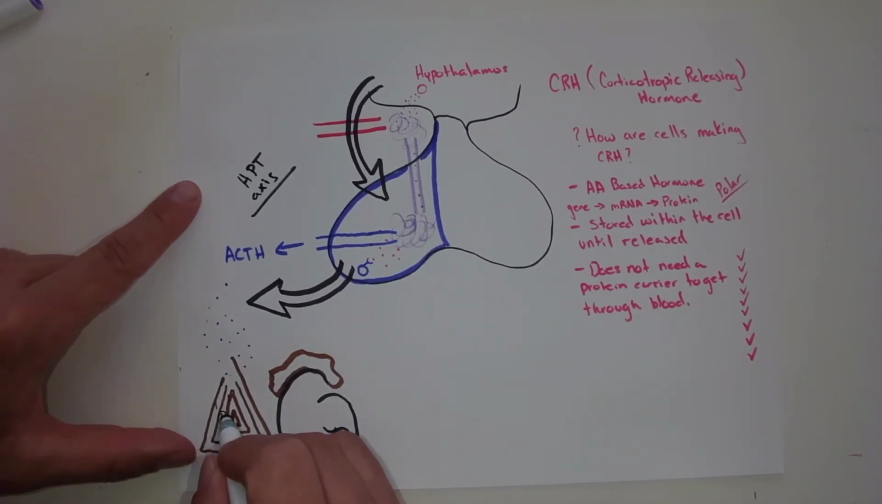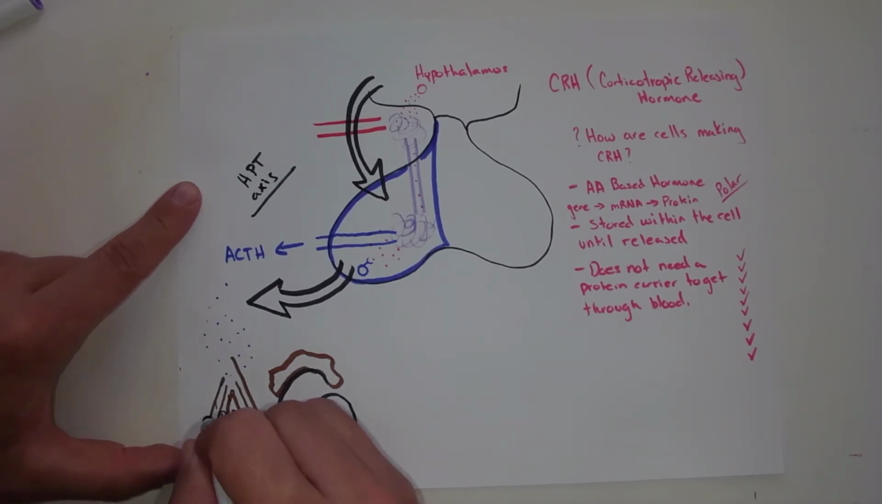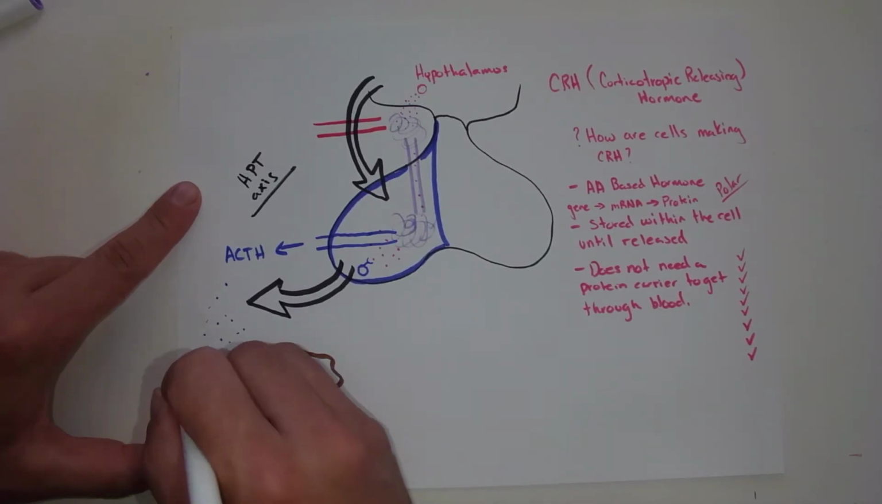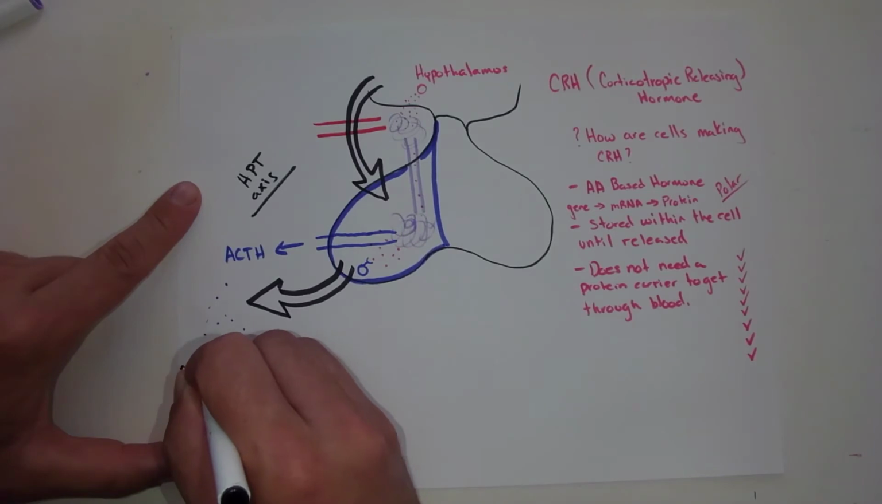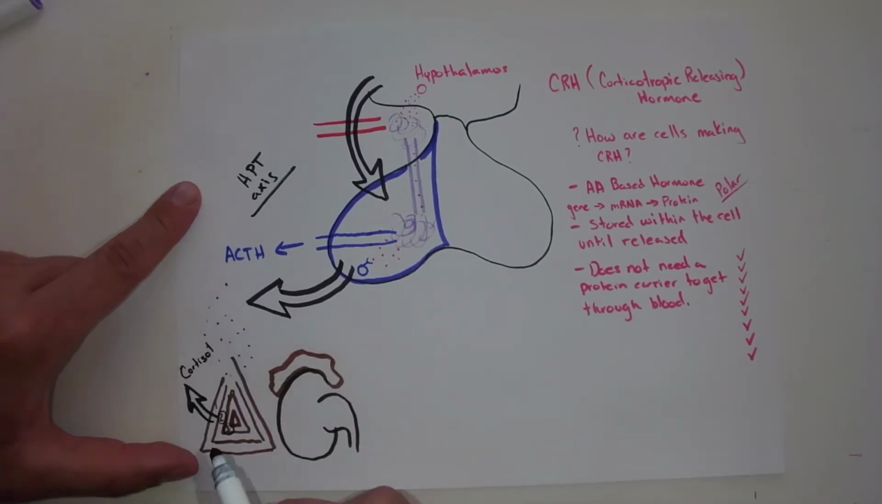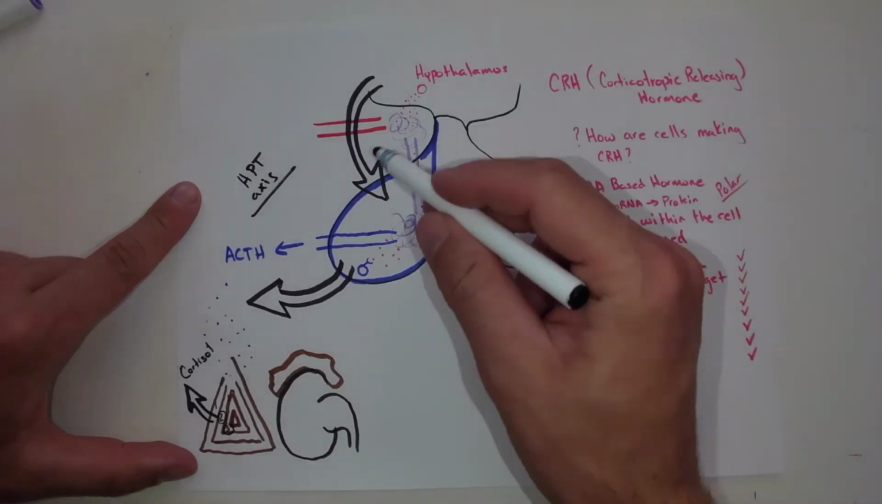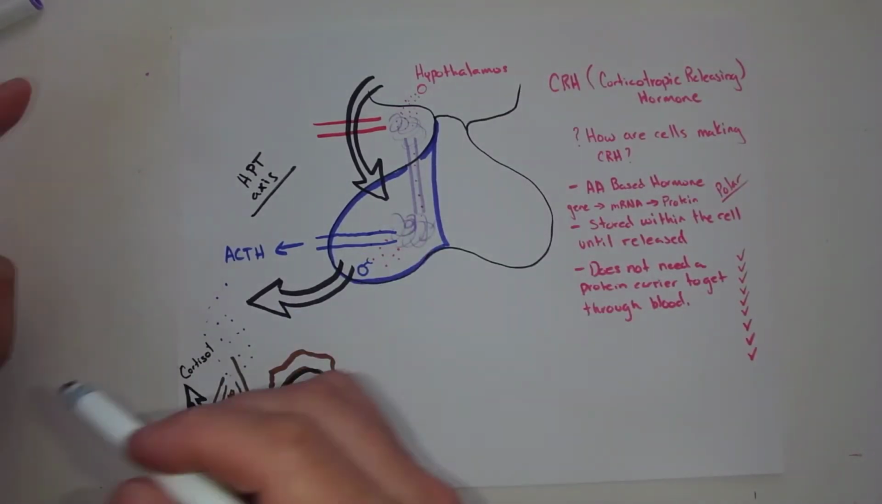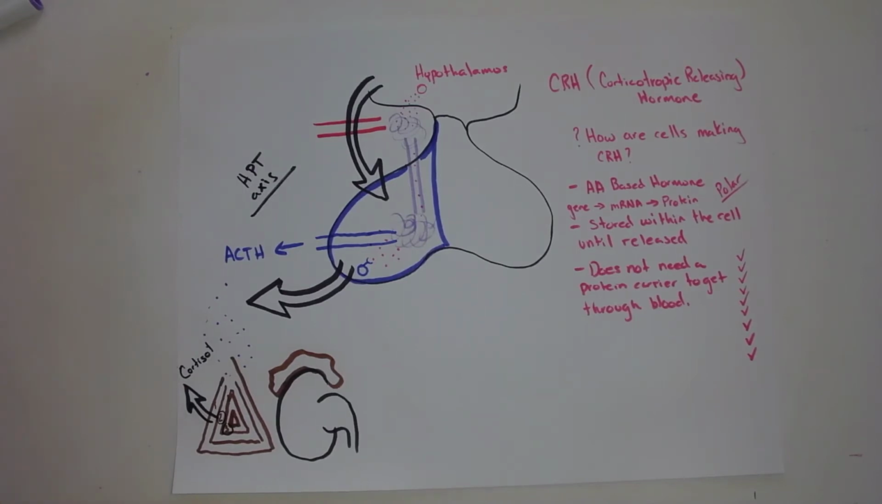Now, let's focus in on layer 2. That ACTH is going to cause layer 2 to release a hormone, a glucocorticoid called cortisol. So we could almost say that CRH ultimately raises cortisol levels.